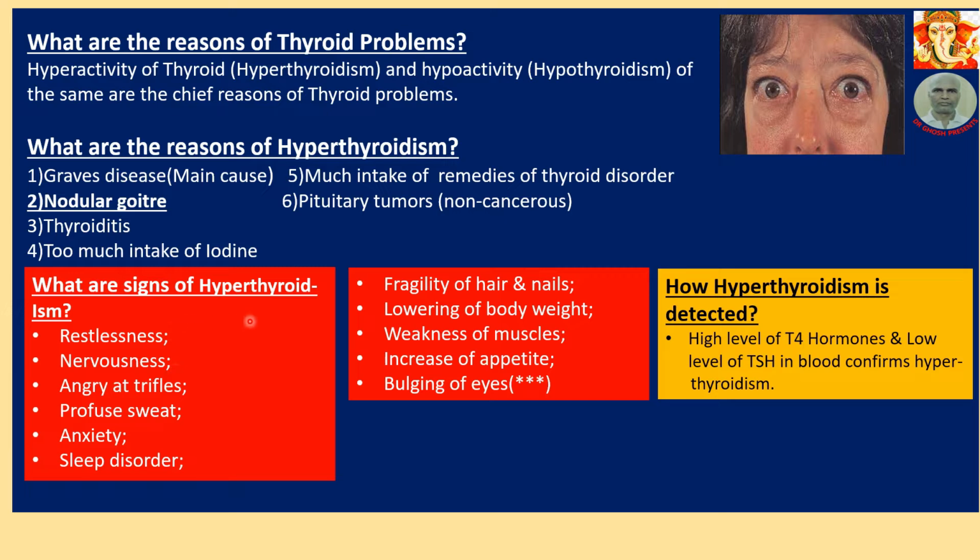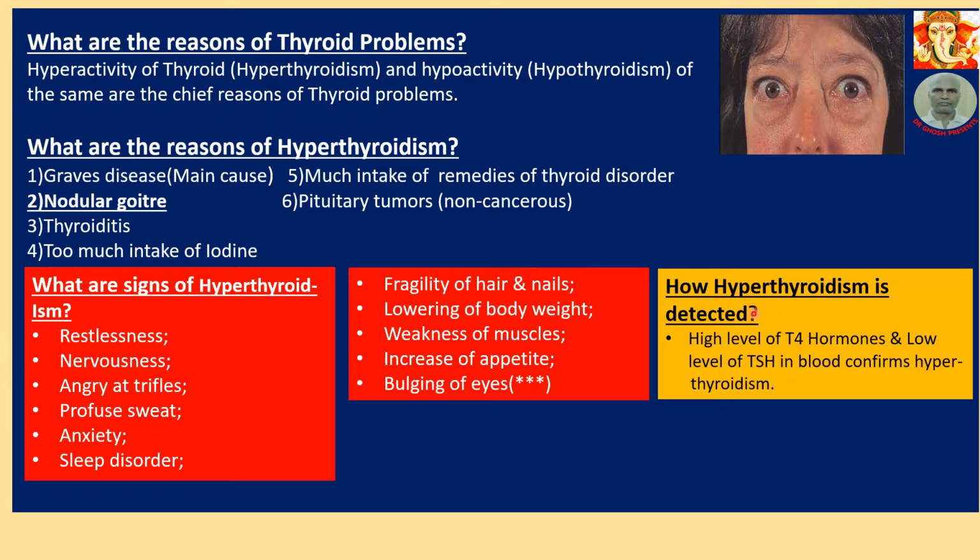Now, what are the signs of hyperthyroidism? Restlessness, nervousness, anger at trifles, profuse sweating, anxiety, sleep disorder, fragility of the hair and nails, lowering of body weight, weakness of muscles, increase of appetite, bulging of eyes. There is a 3-star. Look at this figure on the right hand side, top. This is the appearance. If you think that this person or this lady is forcefully opening the eyes, not that. It is the normal look. This is the look of hyperthyroidism.